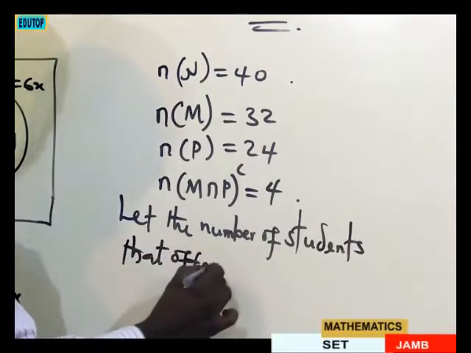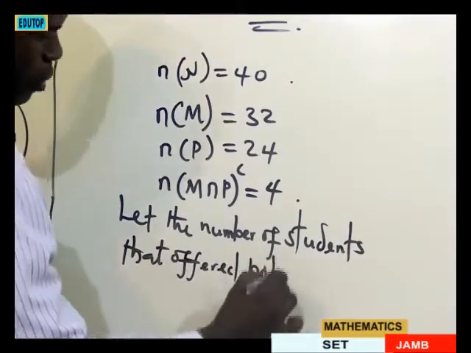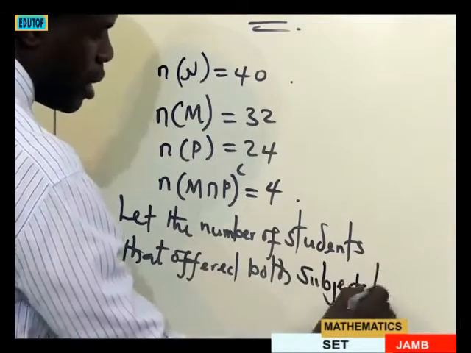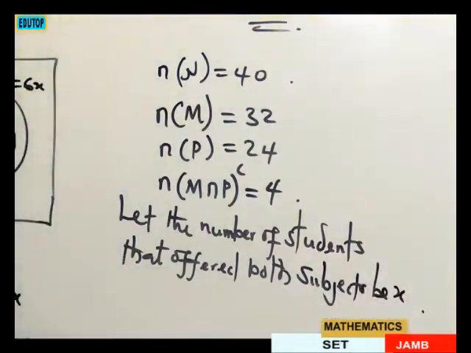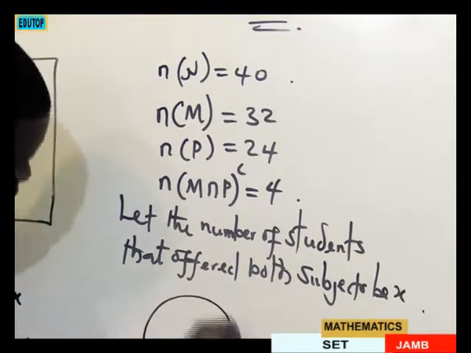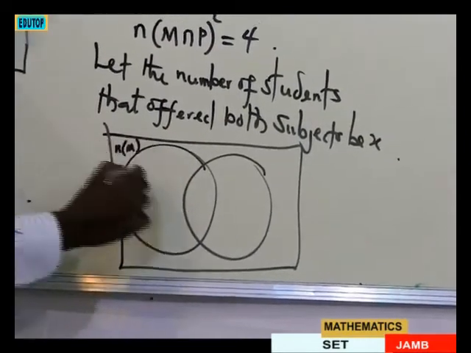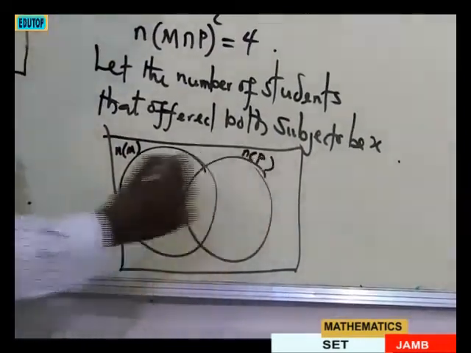offered both subjects be X. So in this situation, we have made our assumption. Then we draw our Venn diagram. We have mathematics and physics. Let this one be number of mathematics, and let this one be number of physics.